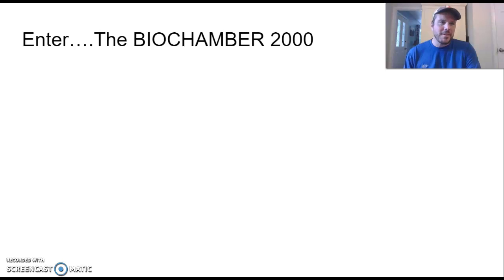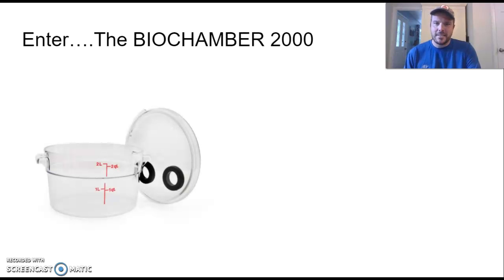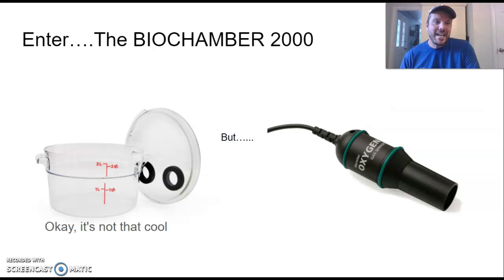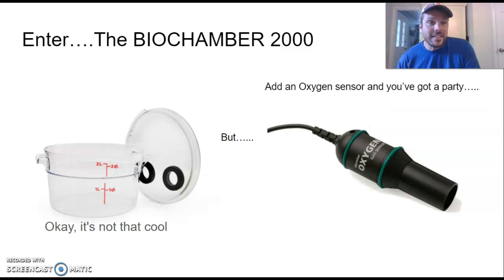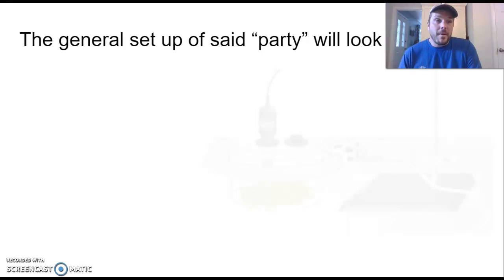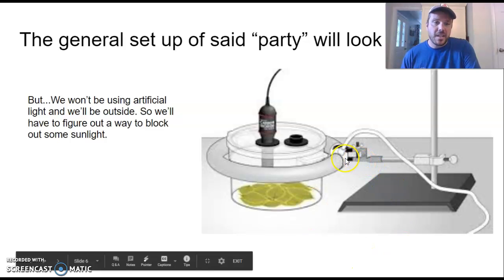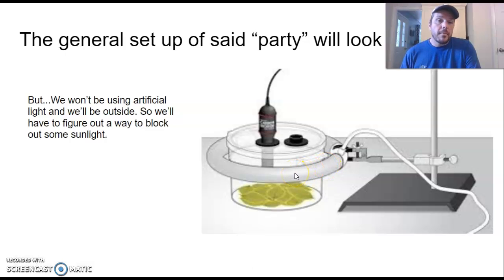Enter the BIOCHAMBER 2000. It looks like this. Okay, it's not that cool. But instead of counting bubbles, we have an oxygen gas sensor. So you add an oxygen sensor and you've got a party. It's going to be super fun. I can't wait. So the general setup of the party is going to look like this, sort of, except that we're going to be outside. So here they've got a light ring set up around as their light source. We're going to use the sun. And for our dark experiments, we'll be covering up this chamber, probably using the cardboard dividers that you use when you take tests.